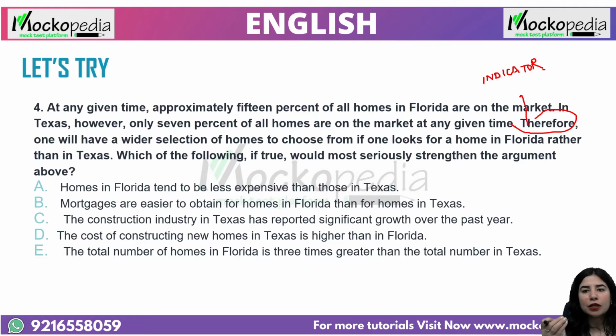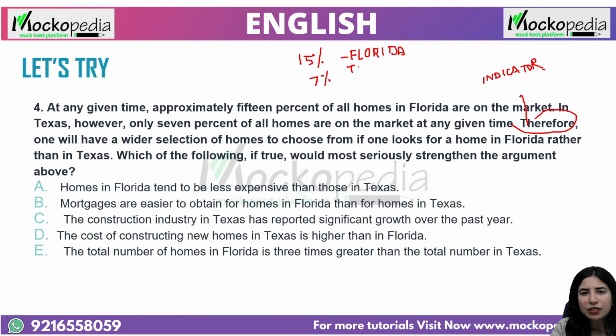So what are the facts? "On the market" means available to be sold. So you can say 15% of homes in Florida are always on sale or in the market, and in Texas, the percentage is only 7%.